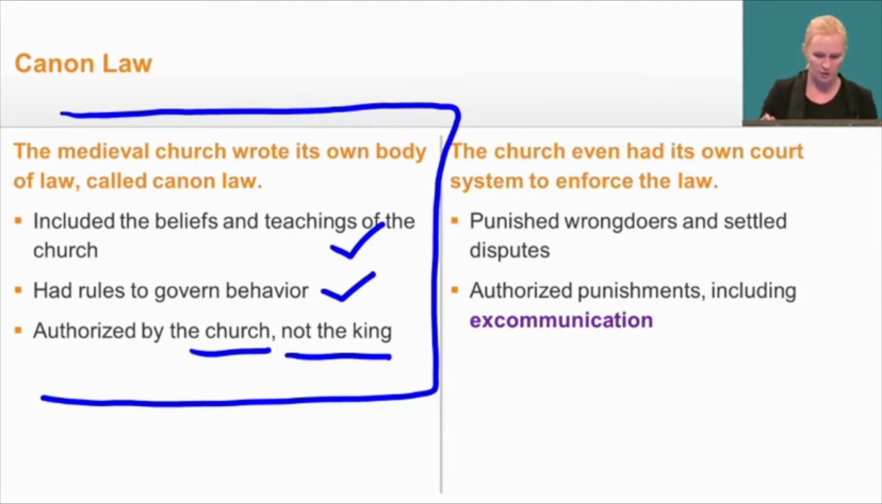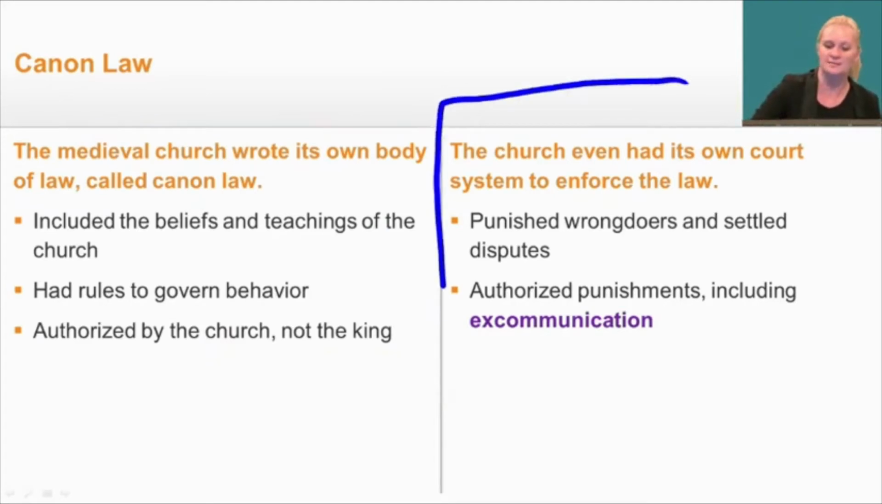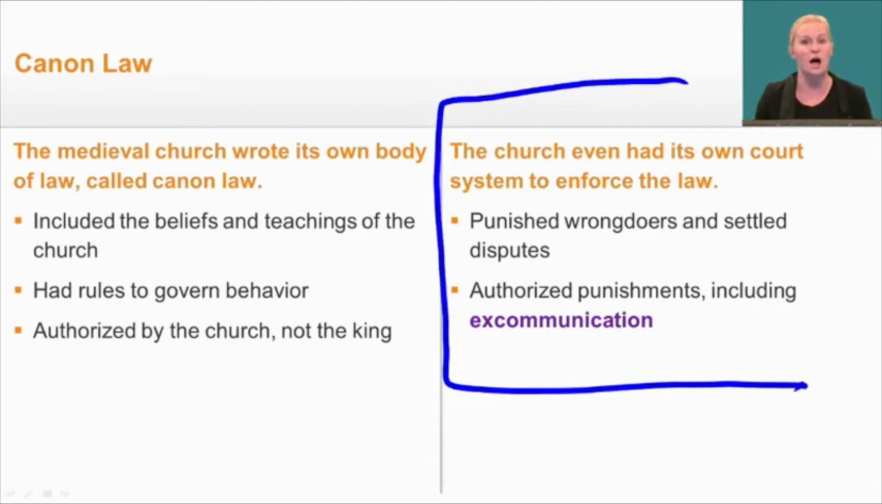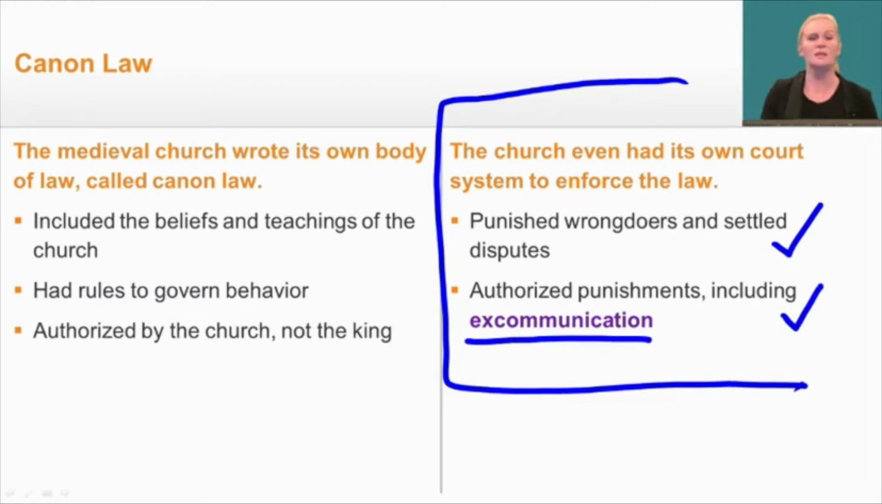Now, the church even had its own systems that would enforce those church laws or those canon laws. They punished wrongdoers and they settled disputes themselves. They authorized punishments, which included their largest punishment, excommunication. Now, excommunication was where one person might be kicked out of the church and therefore not recognized by the church anymore, which was very important because they're also talking about your soul and denying you access into heaven.